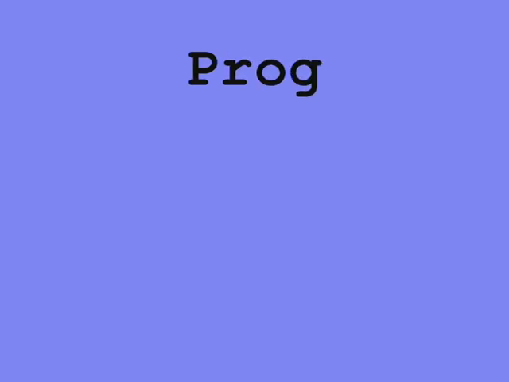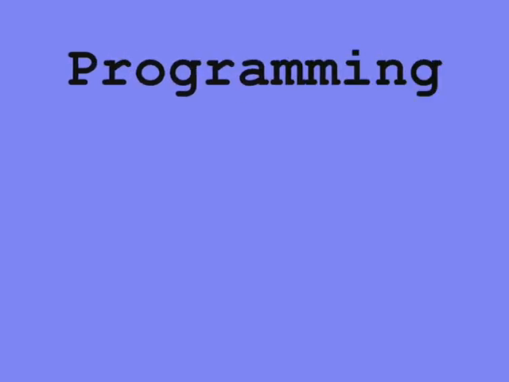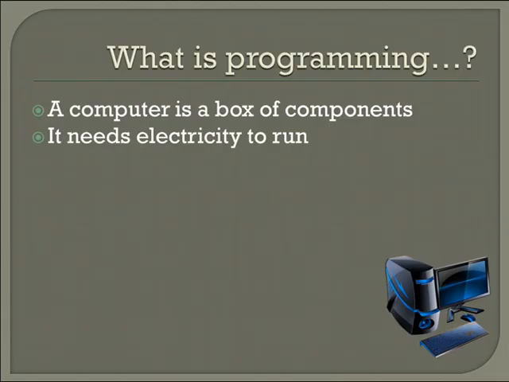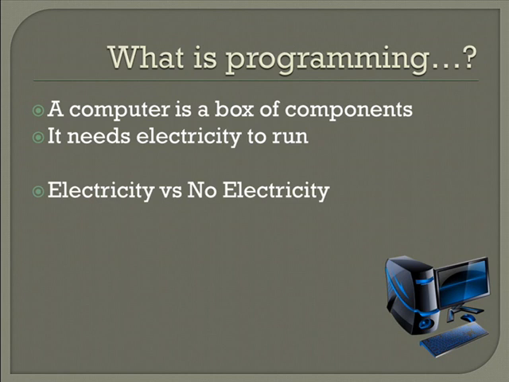This video is intended to cover some basic programming concepts, but it isn't intended to teach a specific programming language. We start with the idea that, whatever it looks like, the computer is basically a box of components that needs electricity to run. Through a combination of components, all processing is done based on whether there is an electrical pulse or not. We can represent the presence of electricity with a 1 and the absence of electricity with a 0.